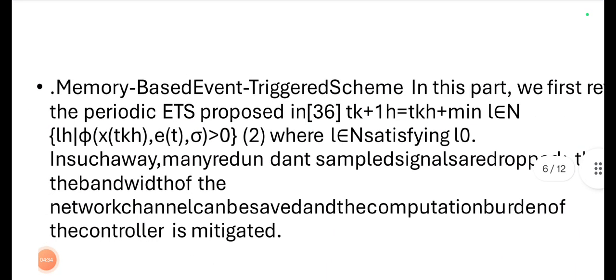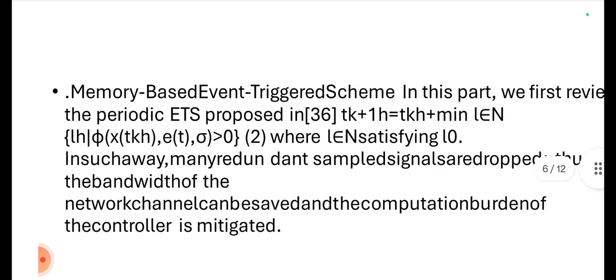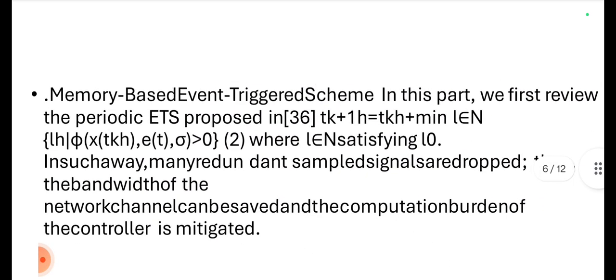So, the memory based event triggered scheme. In this part, we first review that the periodic ETS proposed is t_{k+1} h is equal to t_k h plus the minimum I belongs to N, where I belongs to N, satisfying the triggering condition. In such a way many redundant sample signals are dropped. Thus, the bandwidth of the network channel can be saved and the computation burden of the controller is mitigated.